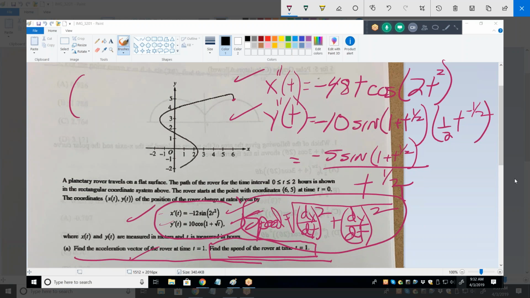Here's my take on it. Clearly, the point starts right there, and then it goes up, and they tell us that's the starting point, 6 comma 5. Then it's going in this direction. So clearly the x is going to the left, so it's going to have a negative velocity. But the y is also going down, so it also is going to have a negative velocity, until you get to that point right there, and then the x turns around and starts going the other direction.